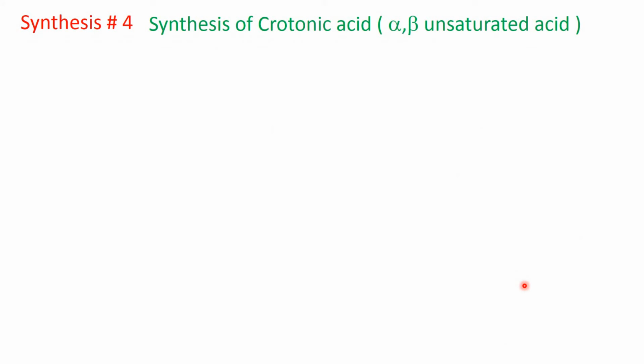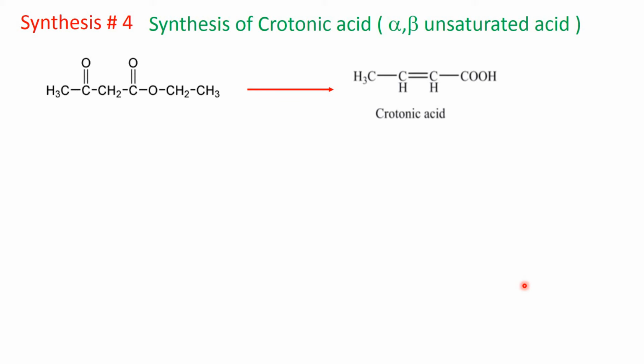Now synthesis number 4, that is the synthesis of crotonic acid, which is an alpha beta unsaturated acid. Now this is ethyl acetoacetate. From here you have to prepare crotonic acid, this one, which is an alpha beta unsaturated acid. Now for acid hydrolysis we know the cleavage point. So this part is only in our hand. Now compare this part with this part. What you have to add? C.